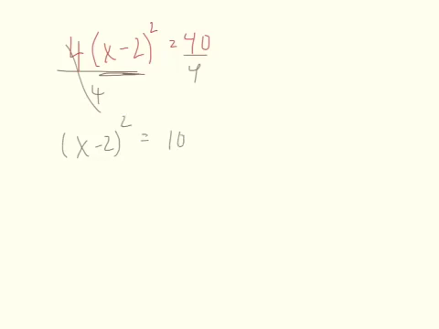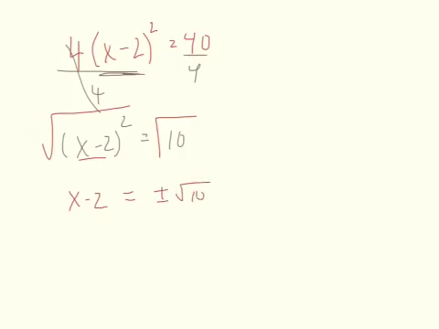Well, what am I going to do now? I've isolated the square term, so how do I undo the square? By taking the square root of the whole thing. When I take the square root of x minus 2 all squared, it doesn't matter. Just treat this as one item. That's just going to be x minus 2. The squared term falls out. Is equal to plus or minus the square root of 10.